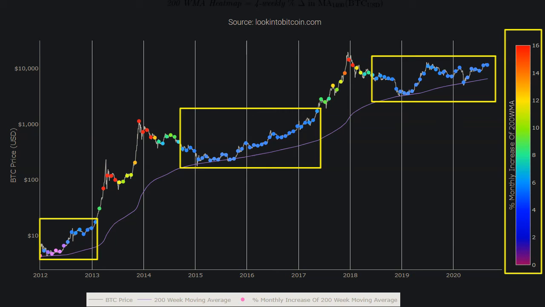So for any of you asking yourself, is it too late to buy? Has the price gone up too much? This is your answer. No, it's not too late to buy. This is not me saying it, because I'm not a financial advisor. This is the heat map of this moving average telling you. And if the past is to occur again, a good time for investment is still there.